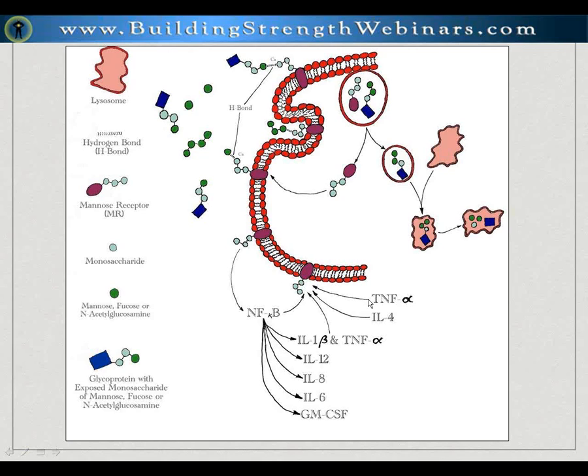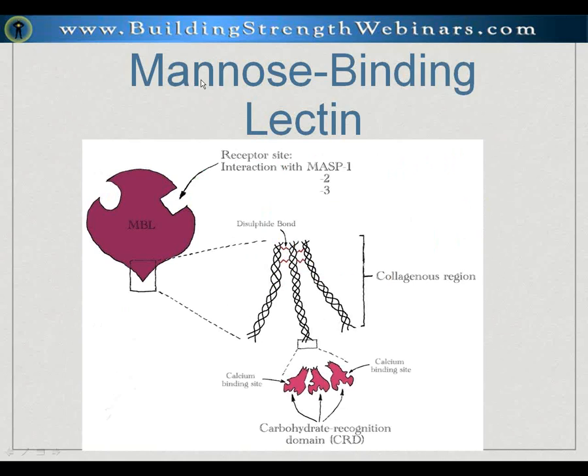So this is one of the binding methods. Another is the liver produces proteins. Like kids, they first recognized this with children that were sick all the time. They found that they were missing this mannose-binding lectin or mannose-binding protein. It's an acute phase, in this case a collectin, acute phase protein produced by the liver, and it binds bacteria, and it looks specifically for the mannose.